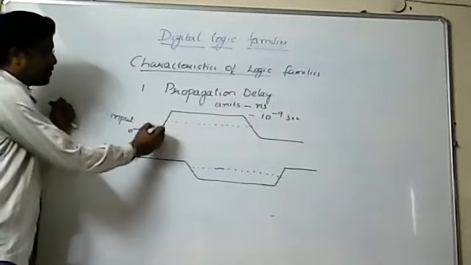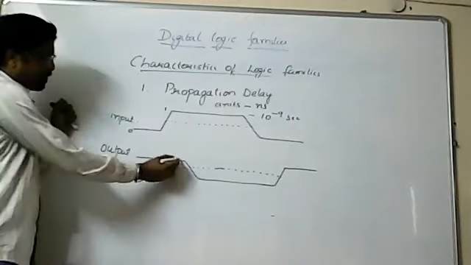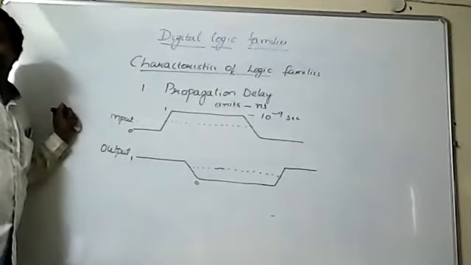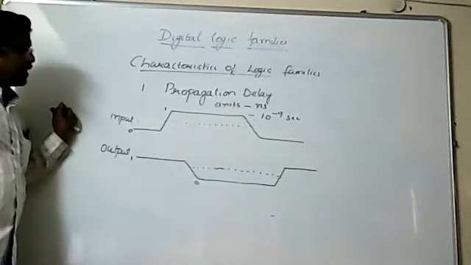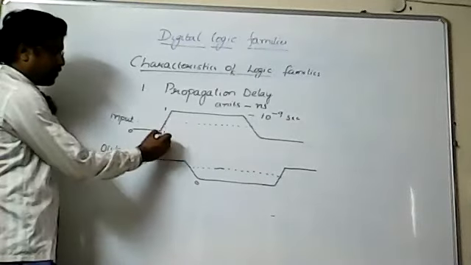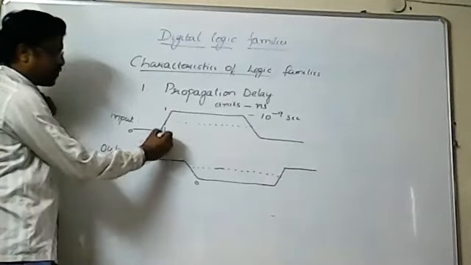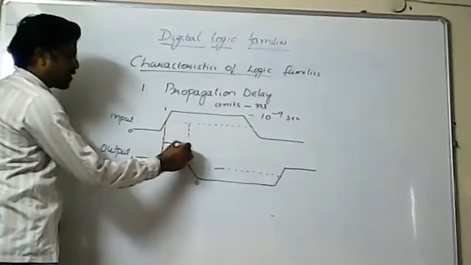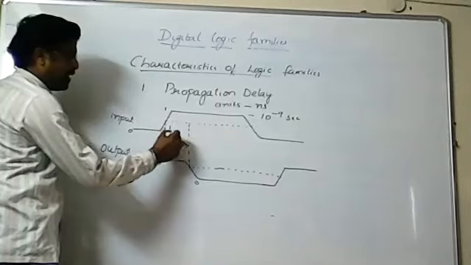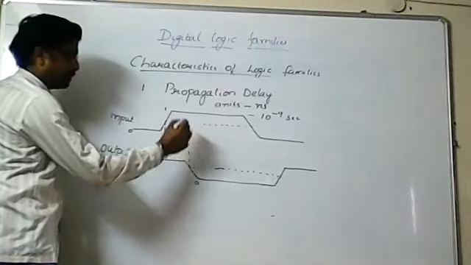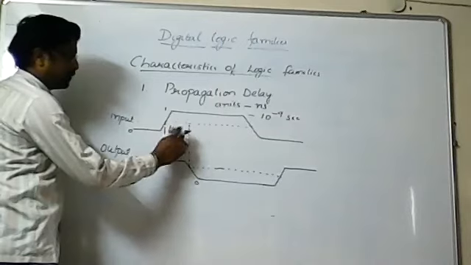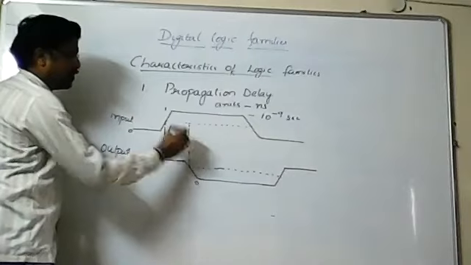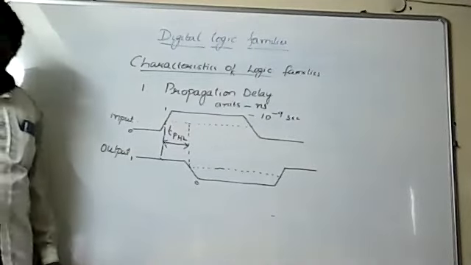So this level is 0. It is moving to the higher level, 1. So already it is at the higher level 1. Now it is moving to the lower level 0. Now at this intersection point, draw a vertical line. Here also draw a vertical line. This is called TPHL.